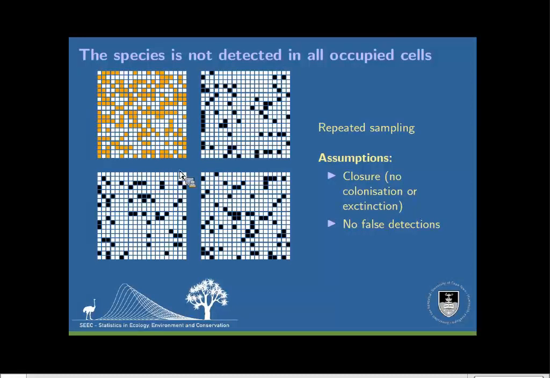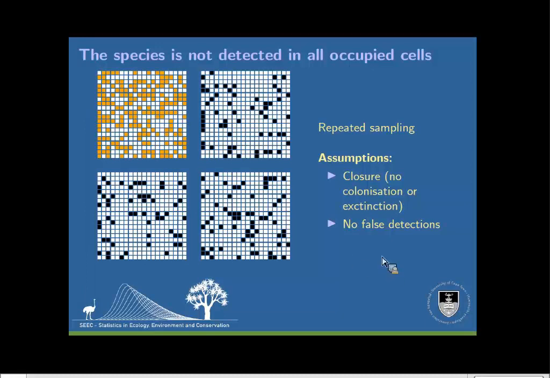You can see from this plot immediately two main assumptions. The first one is closure. The occupancy status of a grid cell doesn't change. A grid cell is either occupied or not. If you see the species once and then not the next time, you know you've overlooked it because of the assumption that the occupancy status doesn't change. That's quite critical information. That's how we infer the detection probability.